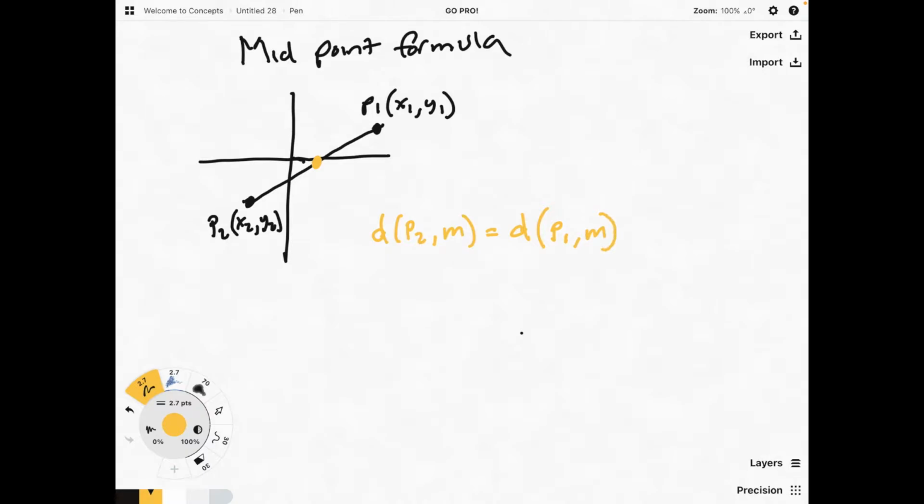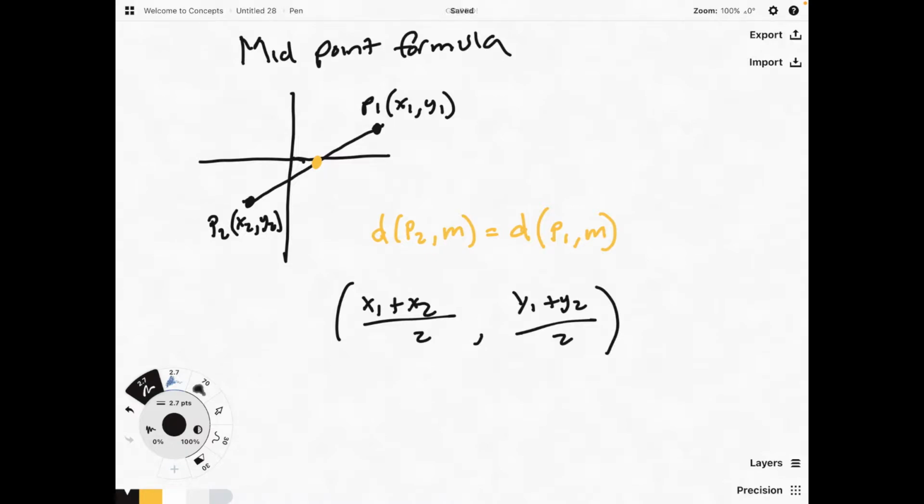So how do we do this? There's actually a very easy formula that we can use to get this point. It would be x1 plus x2 divided by 2, and you have y1 plus y2 divided by 2.